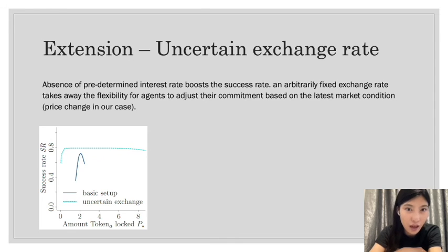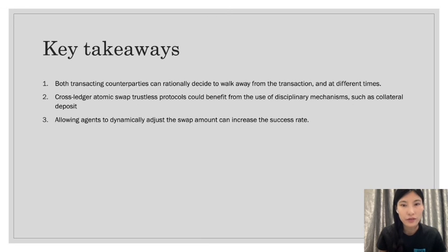Intuitively, this is because an arbitrarily fixed exchange rate removes the flexibility for agents after the start of the game to dynamically adjust their commitment based on the latest market condition, and in our particular case, the price of the token. So what do we learn from this study?